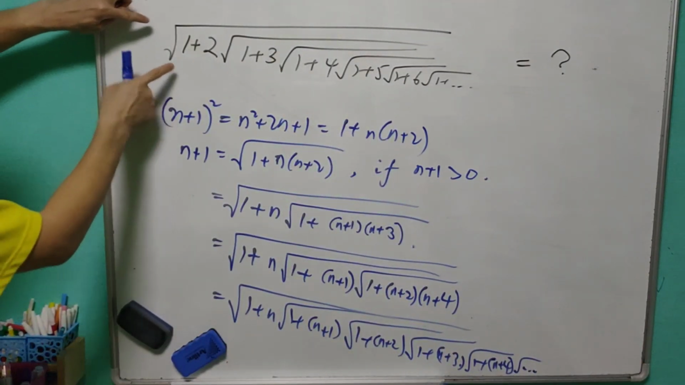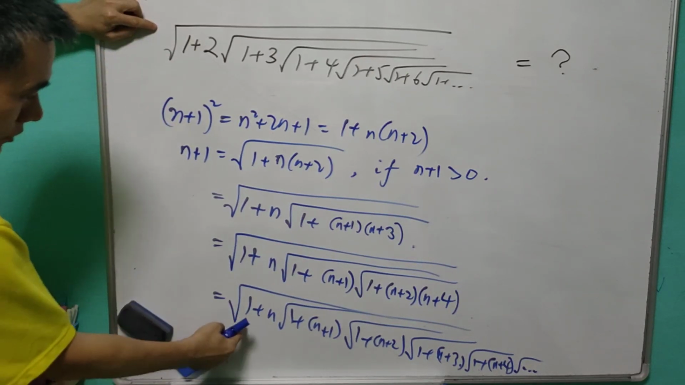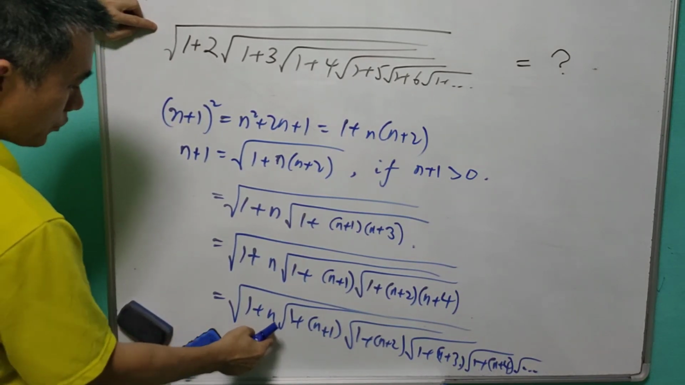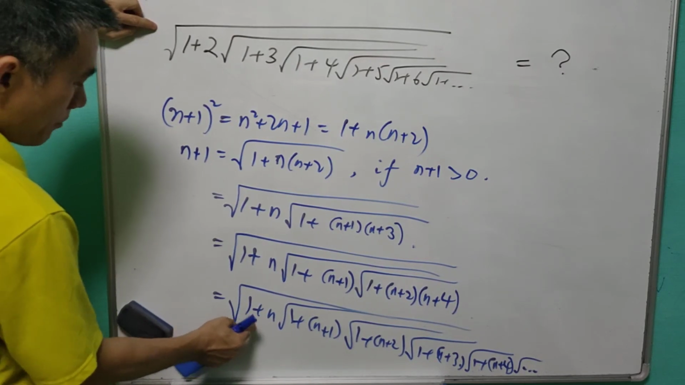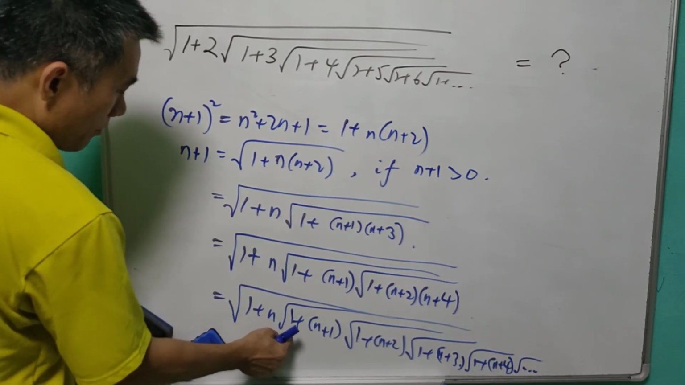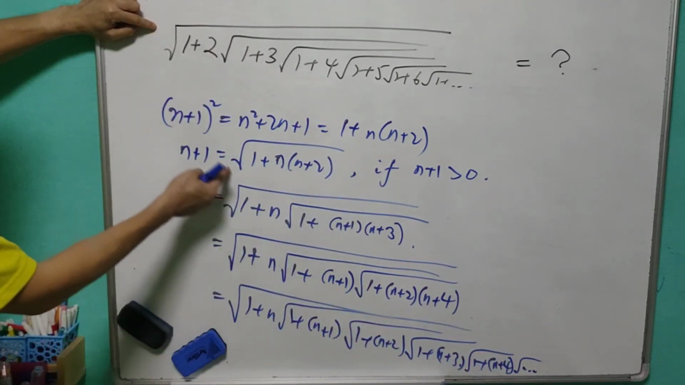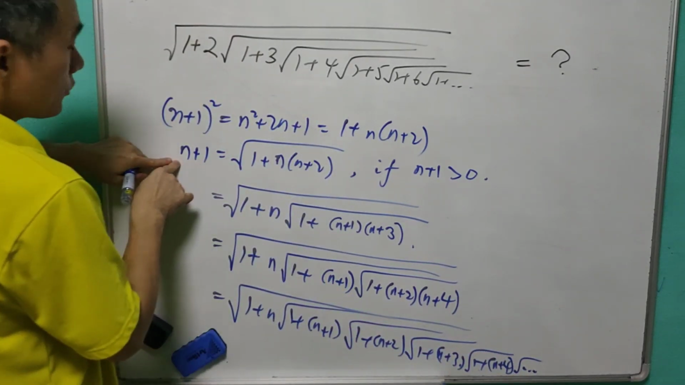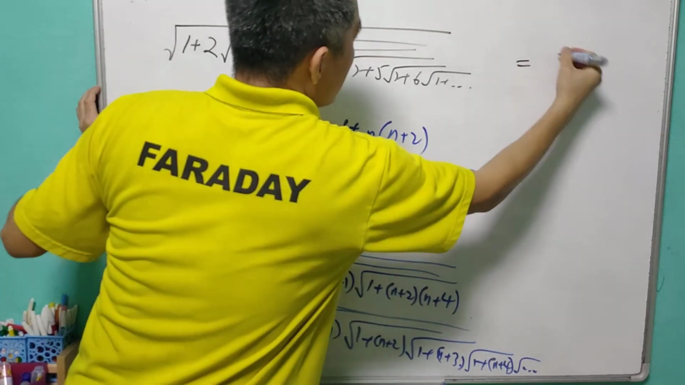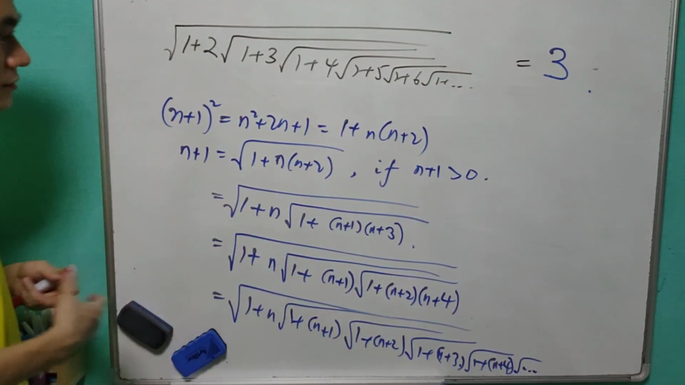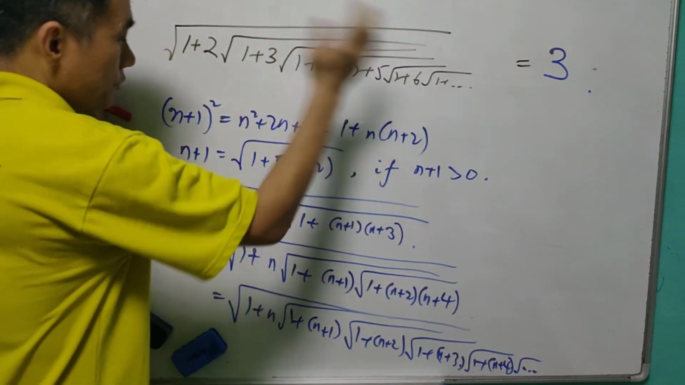So in order to get the value here, we just need to substitute n equals 2. So this will be 1 plus 2, square root of 1 plus 3, square root of 1 plus 4, and so on and so forth. And the answer will be equal to n+1 with n equals 2. So the answer here is equal to 3. This is one possible explanation of why this radical equals 3.